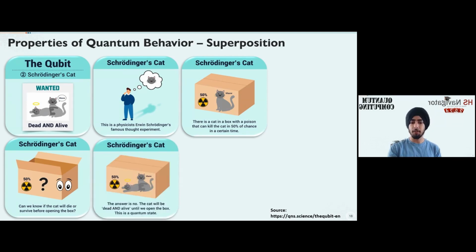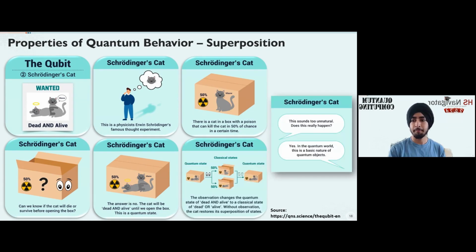And the answer is no, because while the box is closed, the cat is both dead and alive until you open it. That's the sort of quantum state we're talking about. When you're looking at a qubit, it's both 0 and 1 until you go through with the act of observing it, and then you're able to see which side is on. It's sort of a paradoxical thing. It's tough to wrap your mind around, but this is the best example that you can think of when thinking about things in the quantum state.